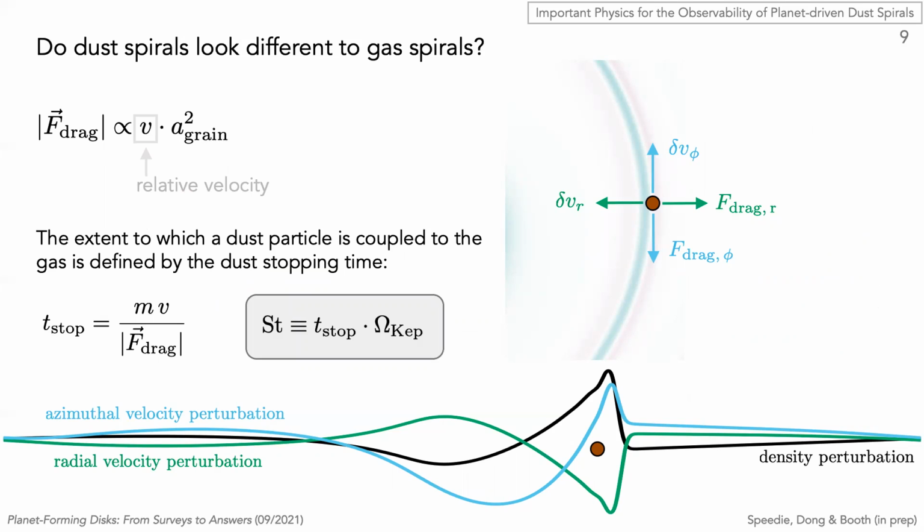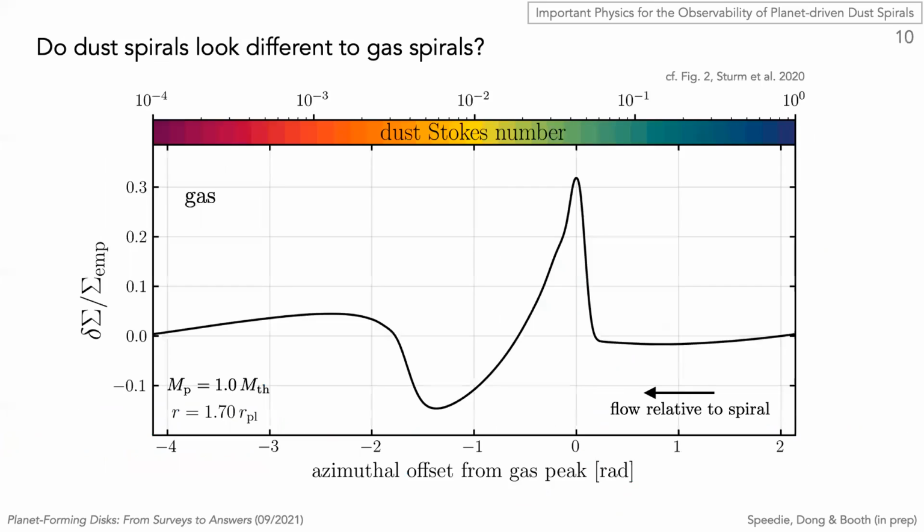Dust of small Stokes numbers is well coupled and responds quickly to changes in the gas. So how does dust-gas coupling play out in the case of a planet-driven spiral? This plot shows an azimuthal slice of the density perturbation in the gas at, again, 1.7 times the planet's orbital radius. And now here's the dust.